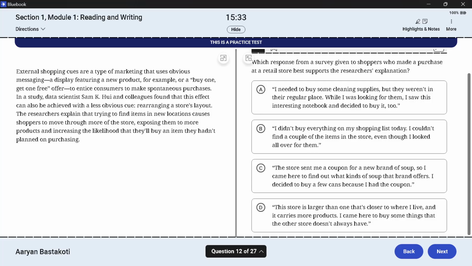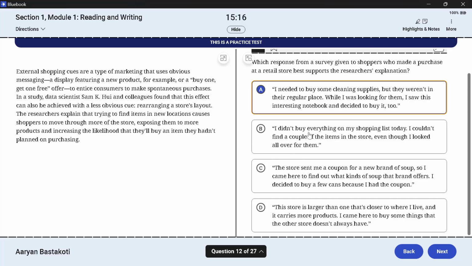More exposure, more purchases, even though they did not need it. I needed to buy some cleaning supplies, but they weren't in the usual place. While I was looking for them, I saw this interesting notebook and decided to buy it too. This might be the answer. I didn't buy everything on my shopping list today. I couldn't find it, even though I looked all over.